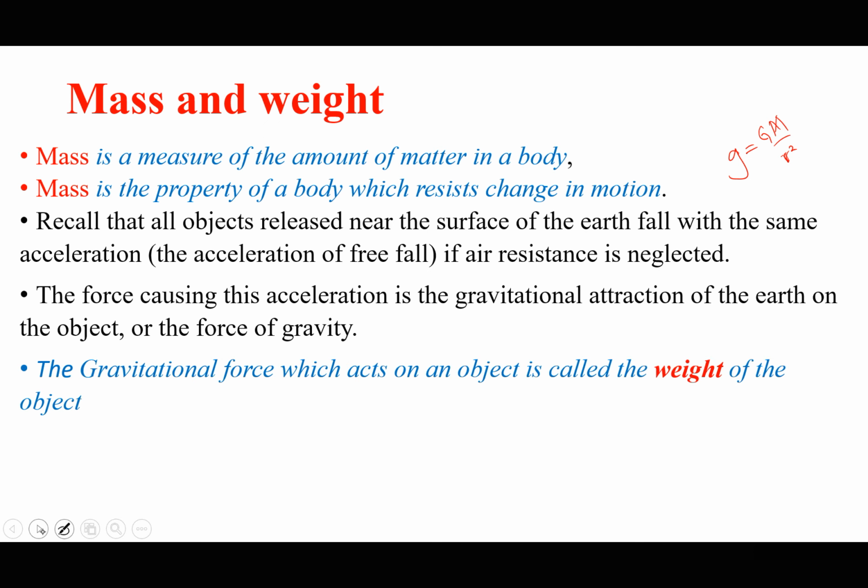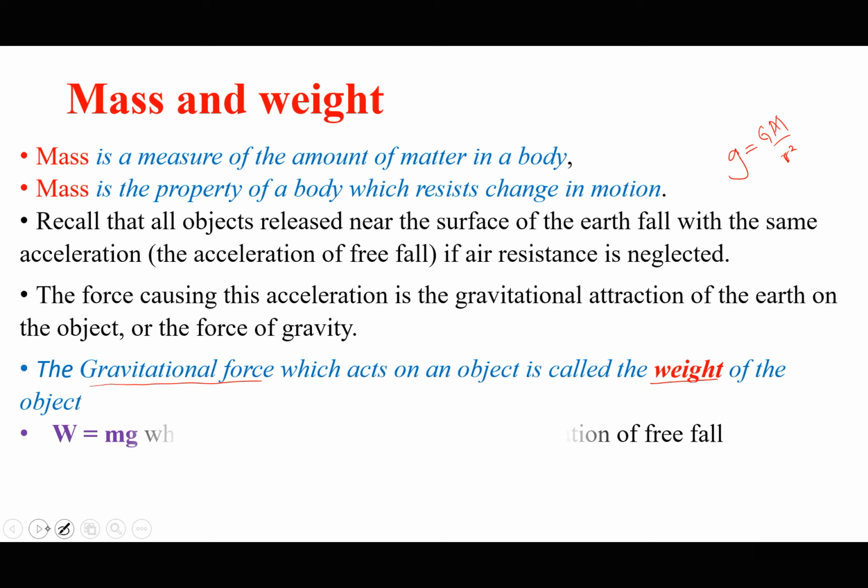So the gravitational force which acts on an object is what we call the weight. So you should be able to define weight as the pull of gravity. The gravitational force that acts on an object is the weight. Even though mass is the property of a body which resists change in motion, weight is the gravitational force which acts on an object, the gravitational pull on an object. That is weight. So now that's the difference between mass and weight.